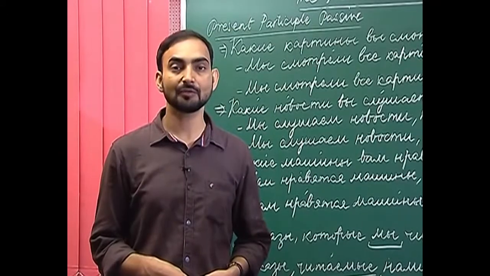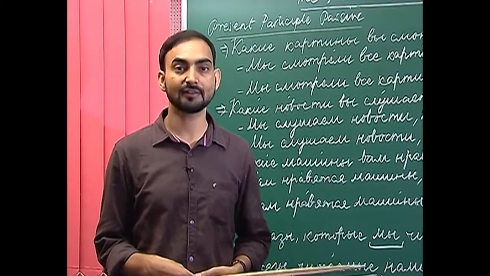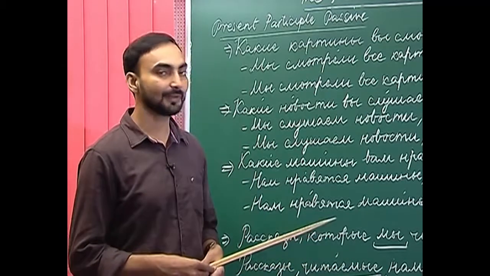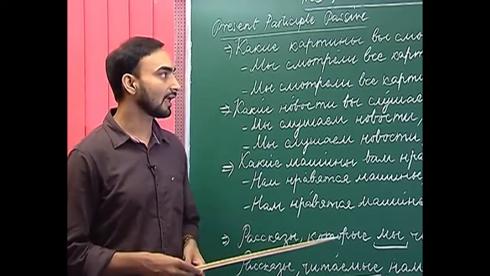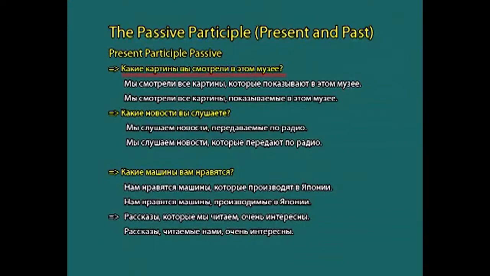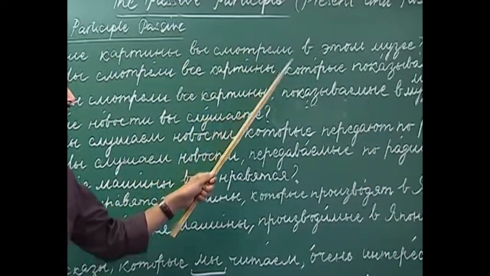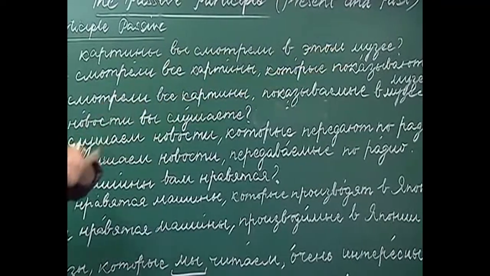Now we will look at some of the examples of present participle passive. So some sentences where present participle passive has been used. Let us start with the question first and then we will answer using the present participle passive. Kakiye karchini vismatreli vetam muzei. So which paintings did you look at in this museum?